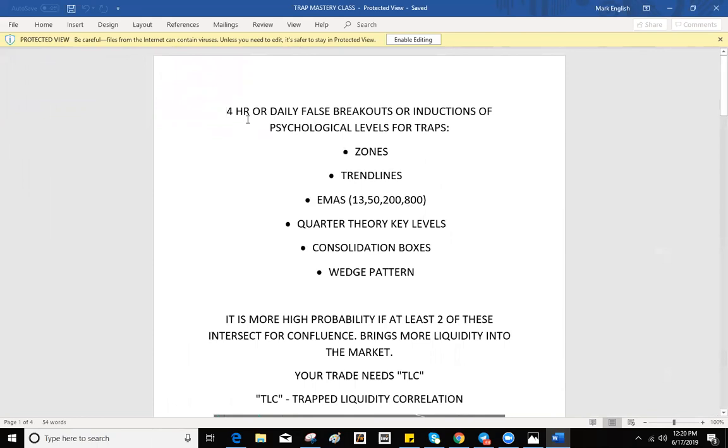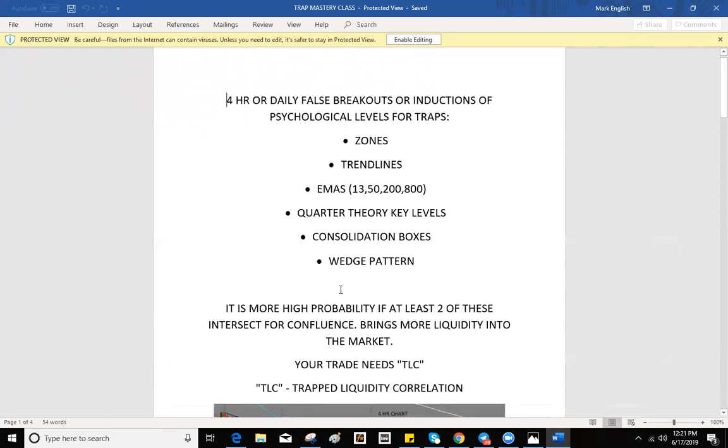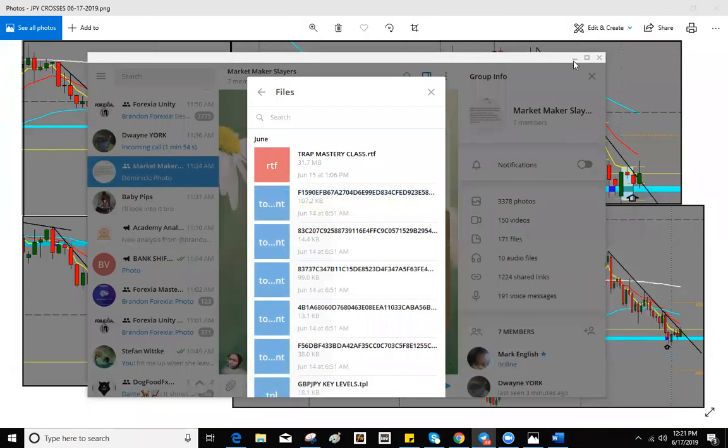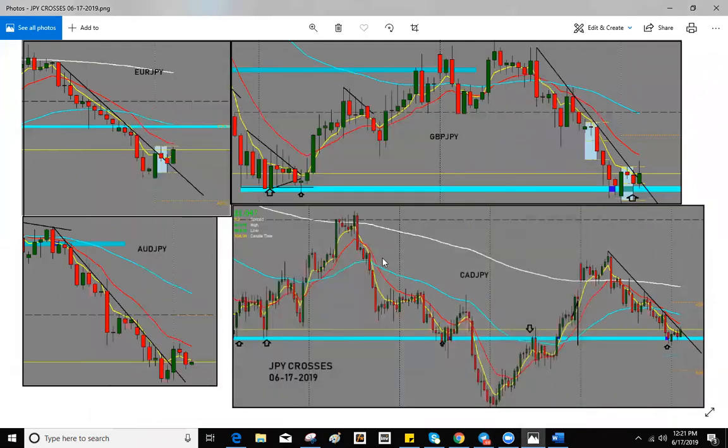And these are mainly 4-hour or daily, mainly 4-hour false breakouts or inductions of psychological levels of traps. For traps, we have zones, trend lines, EMAs, the quarter theory, key levels, consolidation boxes, wedge patterns, right? And what I said was it is more high probability if at least 2 of these intersect for confluence, which brings more liquidity into the market.